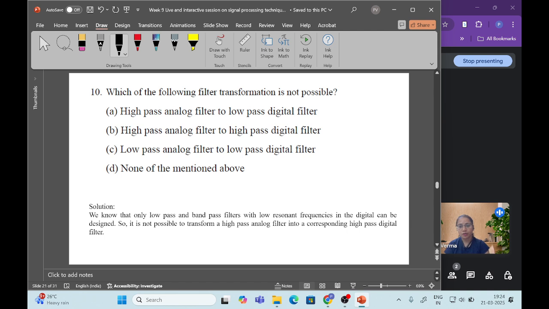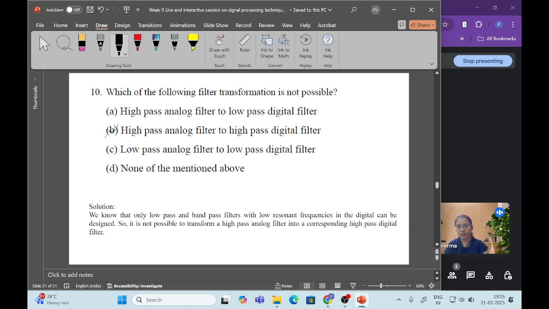So already we know that only low pass and band pass filters with low resonant frequencies can be designed in digital. So it is not possible to transform a high pass analog filter into a corresponding high pass digital filter. So option B is the correct option. High pass analog filter to high pass digital filter design is not possible.